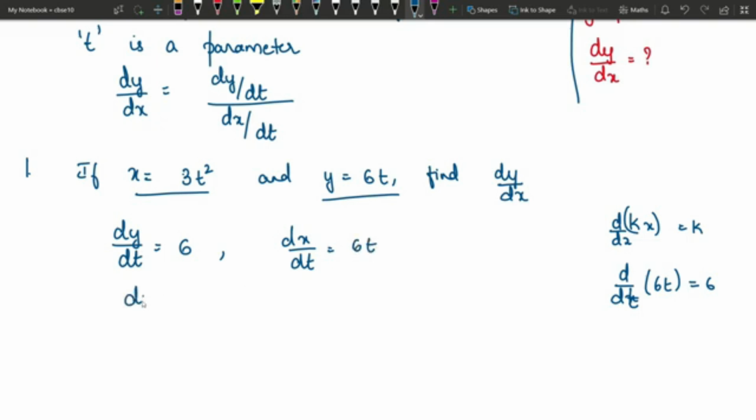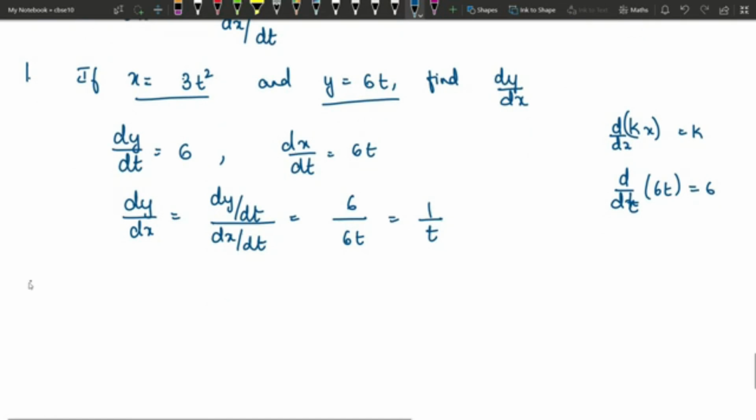Okay. Now, what is dy by dx? It is dy by dt divided by dx by dt, which is equal to 6 divided by 6t, which is equal to 1 by t. Okay, hope this is clear. It's a very simple question. Now let us solve a slightly different one. Let us solve a question with trigonometric functions.